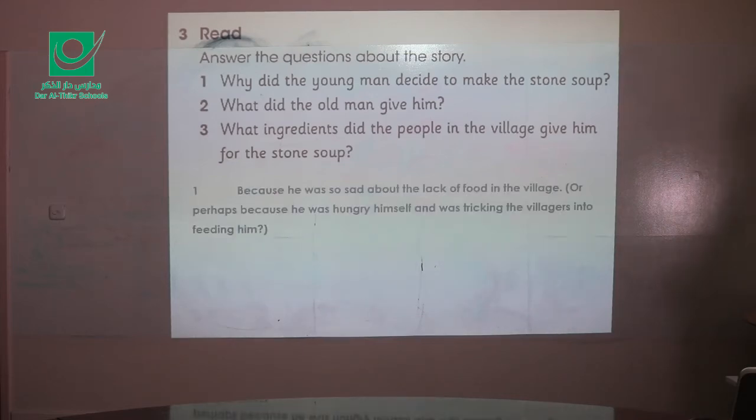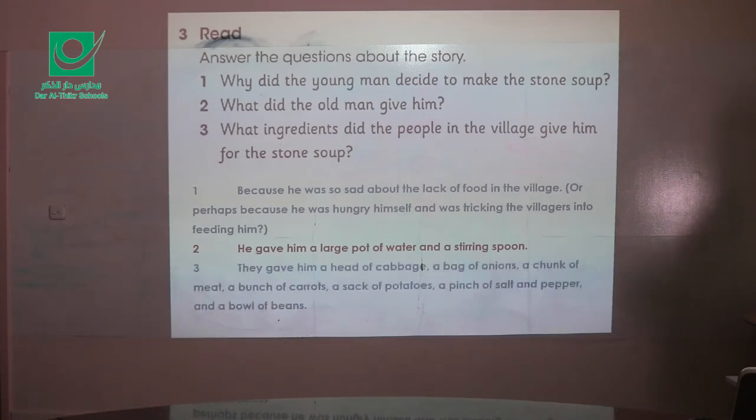Yes, because he was so sad about the lack of food in the village. Or perhaps because he was hungry himself and was tricking the villagers into feeding him. What did the old man give him? Do you remember? He gave him a large pot of water and a stirring spoon. What ingredients did the people in the village give him for this stone soup? Yes, they gave him a head of cabbage, a bag of onions, a chunk of meat, a bunch of carrots, a sack of potatoes, and a pinch of salt and pepper and a bowl of beans.